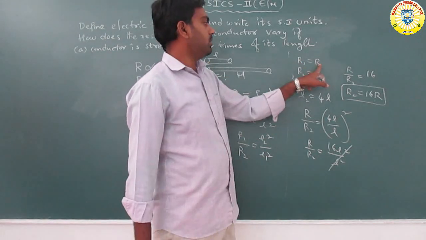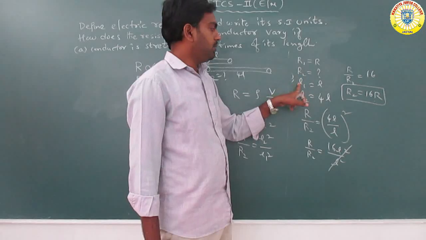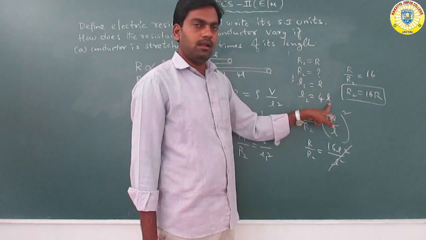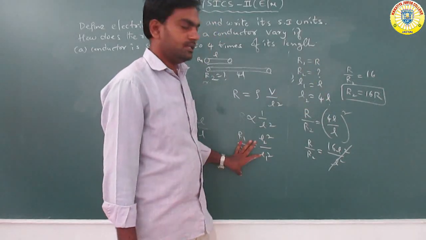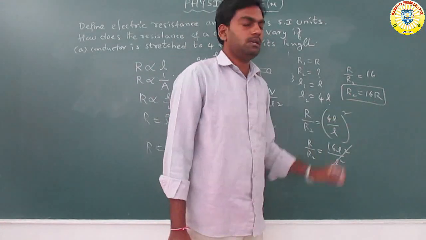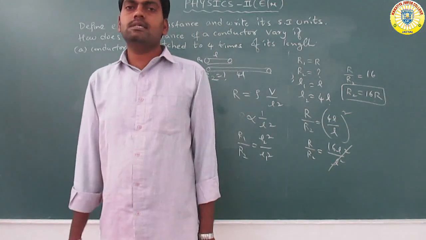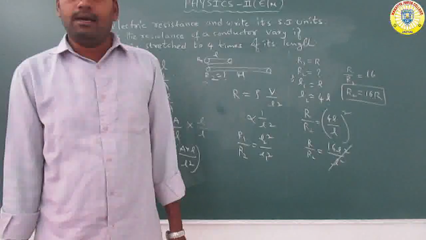R1 is equal to R, R2 is equal to question mark, L1 is equal to L, L2 is equal to 4L, and these parameters are substituted in the equation. So we get R2 is equal to 16R. That is called the increase of the resistance.